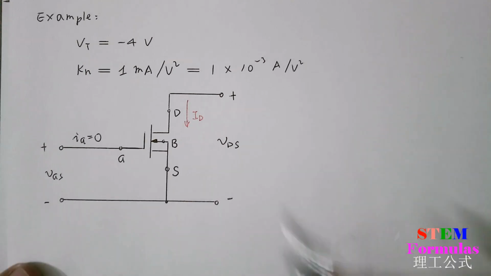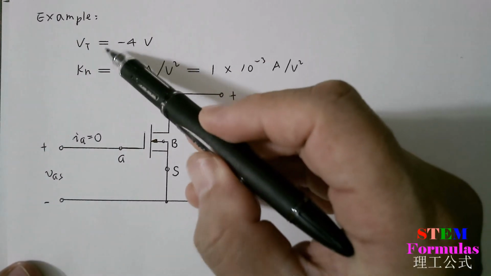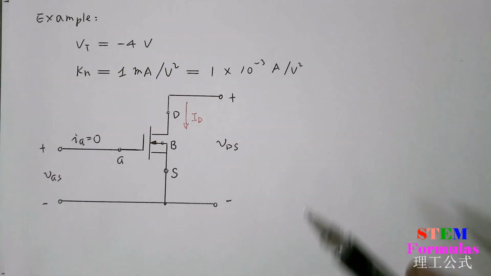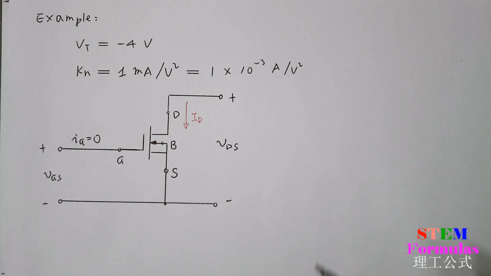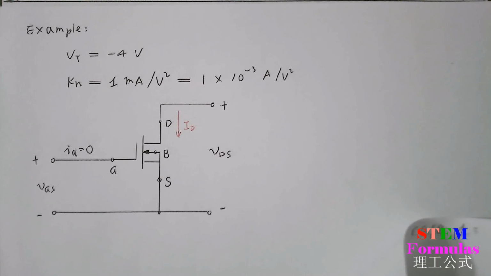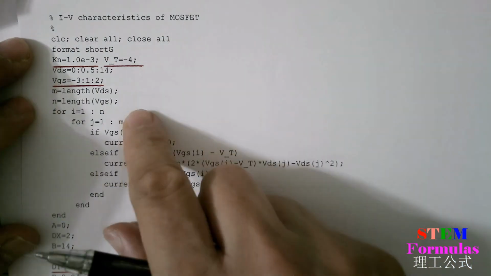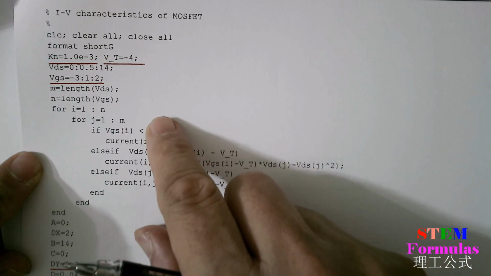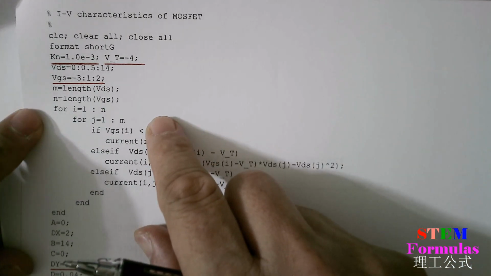Now, I have Vt and I have Kn. I can plot the characteristic curve from the Matlab code. And here is the Matlab code. So this is our code. This code is the same code as the enhancement type Matlab code.